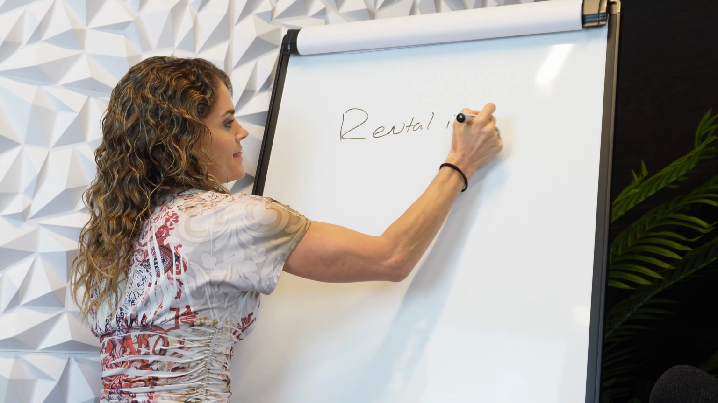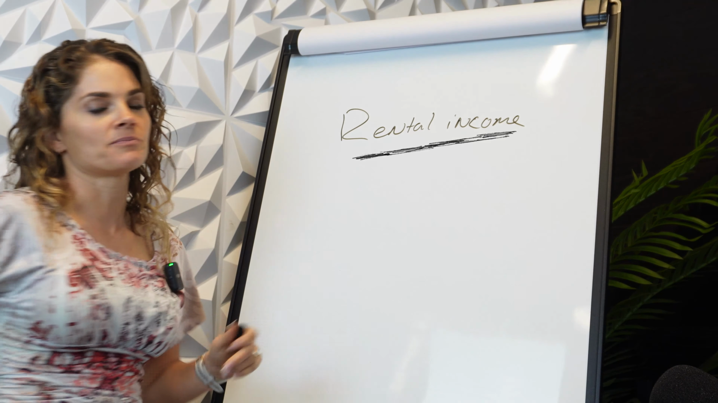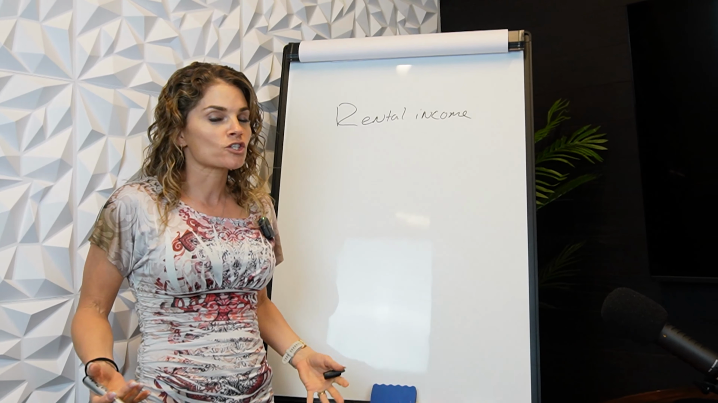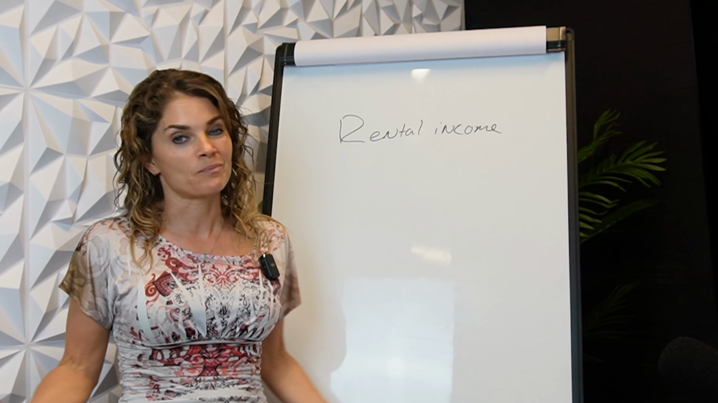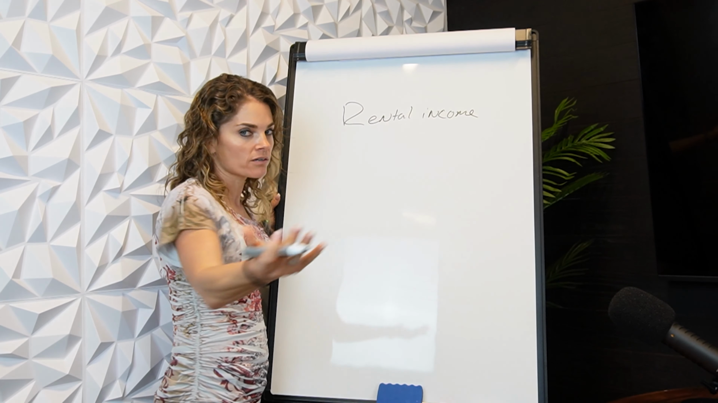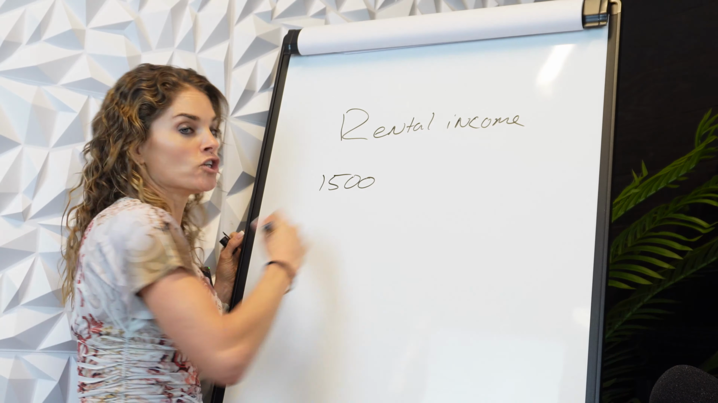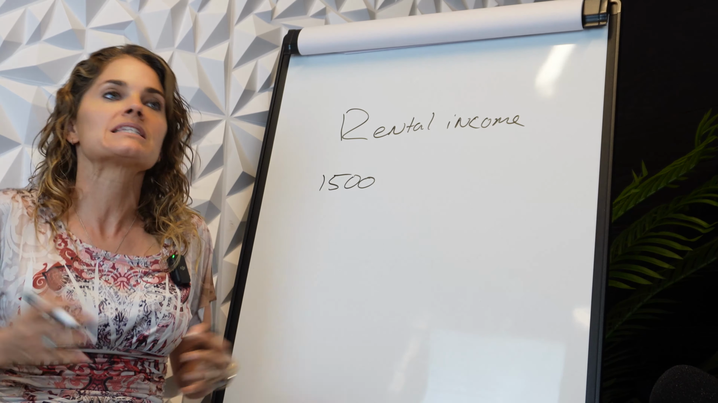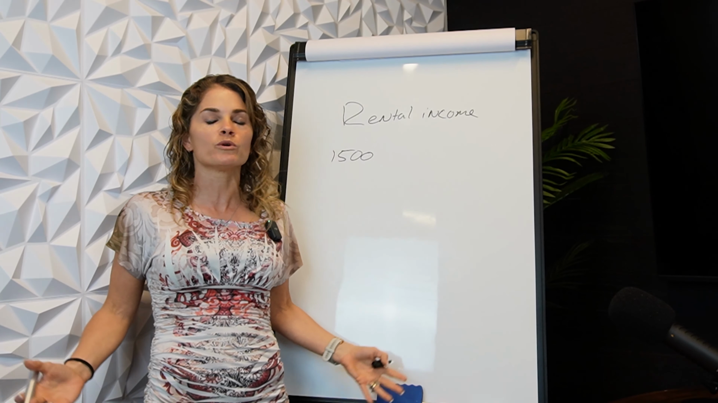Rental income. That's how investors make money, right? So how do you maximize the rental income? First of all, when it's vacant, make sure your market rent is actually competitive. If your market rent should be at $1,500 and you're marketing it at $1,600, it's not going to rent fast, which means a higher vacancy, which is horrible for you.